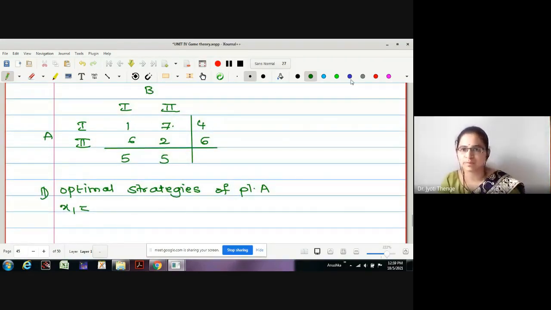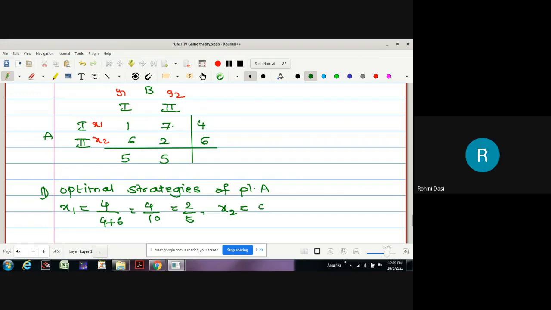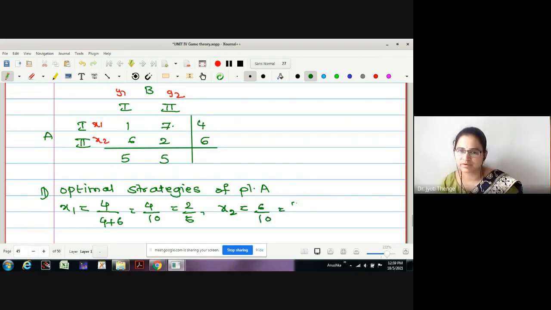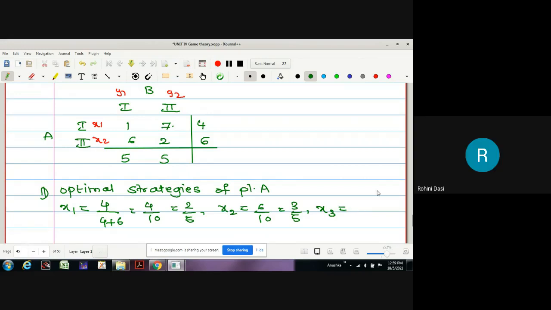X1 is 4 upon, this is X1, this is X2, here it is Y1 and Y2. X1 is 4 upon 4 plus 6, na? It is 4 upon 10, which is 2 by 5. What for X2? 6 upon 10, which is 3 by 5. And what for X3? 0.